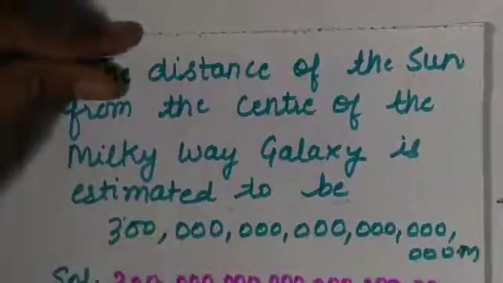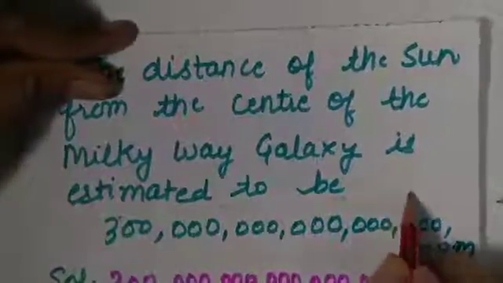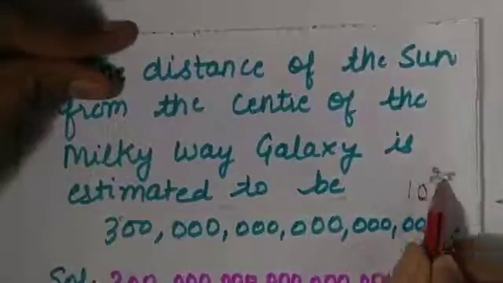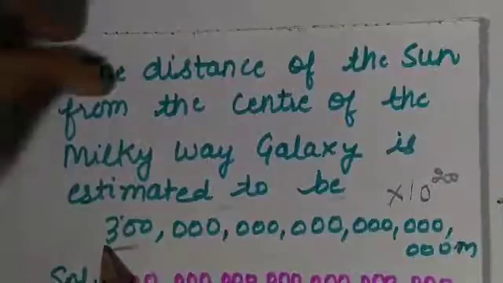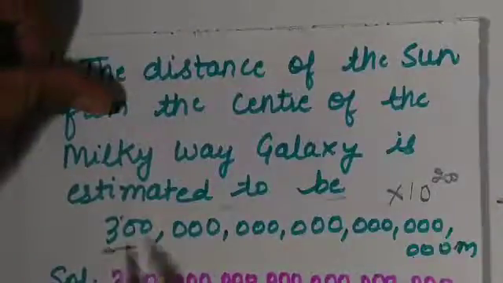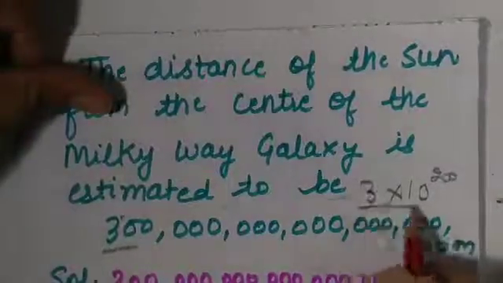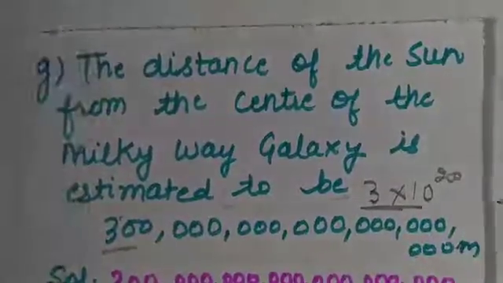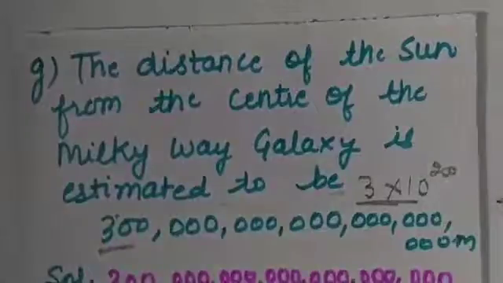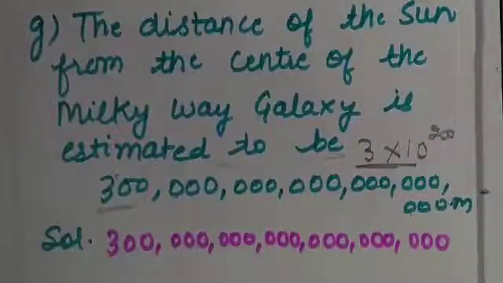And we have shifted 20 digits, so it will be 10 to the power 20. And here you have to write the number between 1 and 10, so here it is 3, only 3. Okay, so this is the standard form of this number. Now, this is all about the chapter.